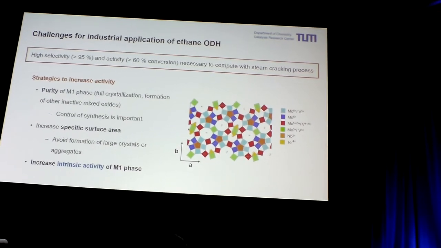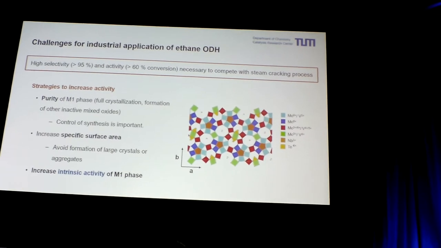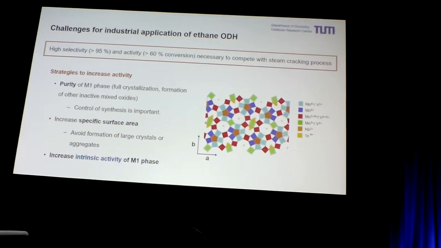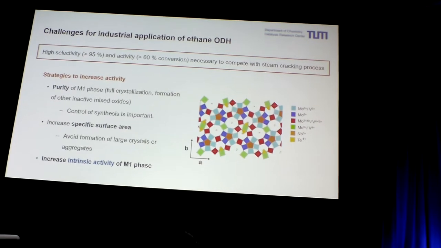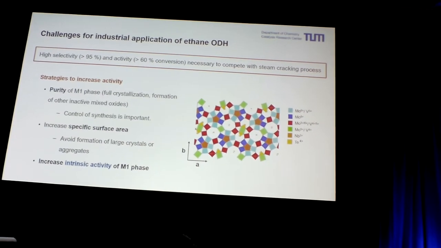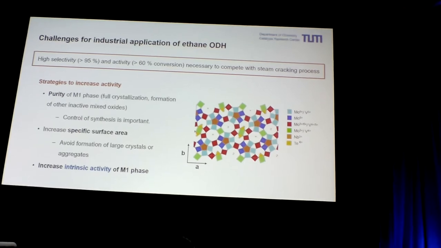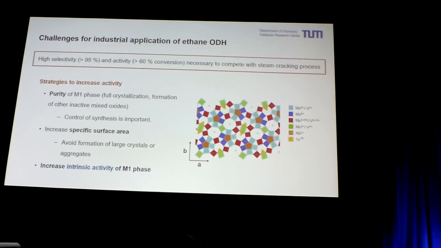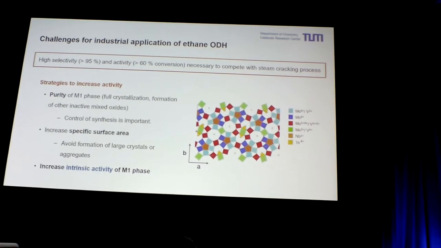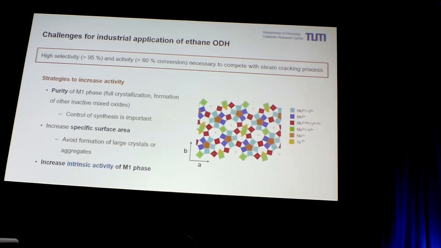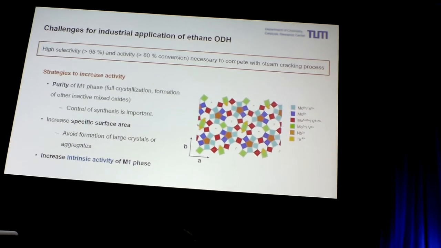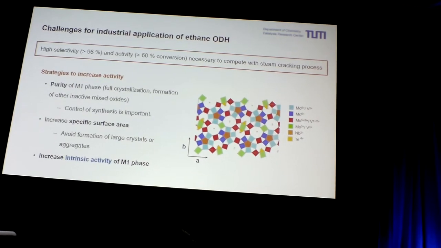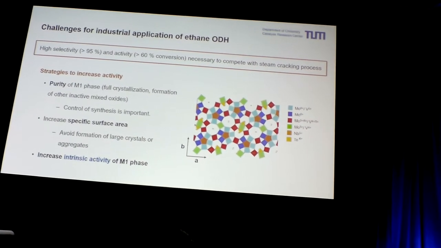The first one is quite straightforward. Since the M1 phase is the active material, we have to try to have high purity in M1 and to have a synthesis method that avoids the precipitation of other metal oxides. We have also a bulk catalyst, so the surface areas are relatively small, so ideally we would like to increase the surface area.